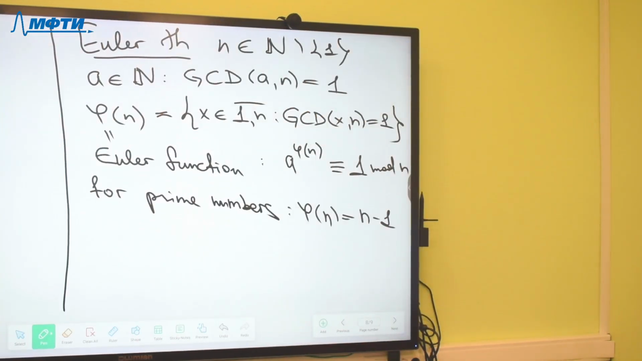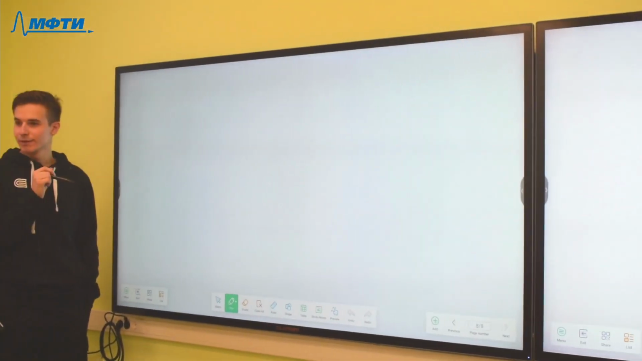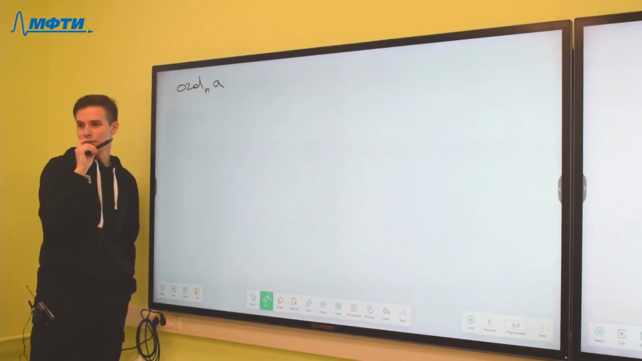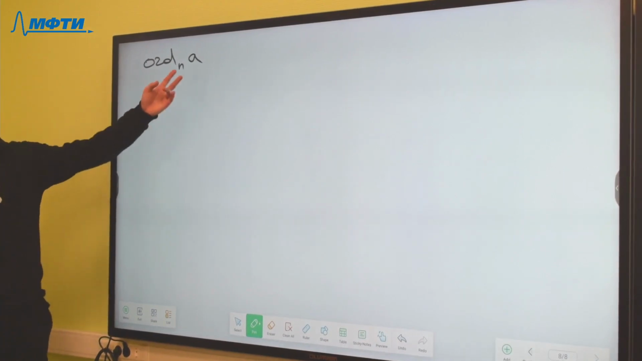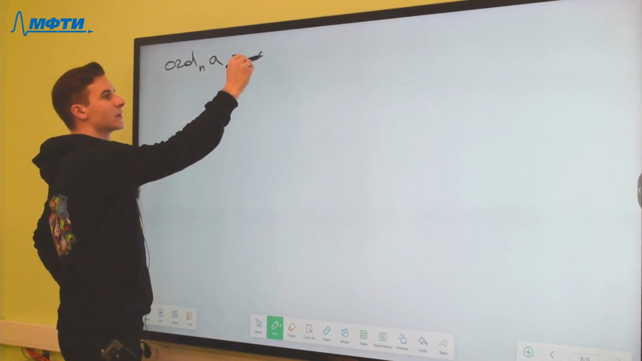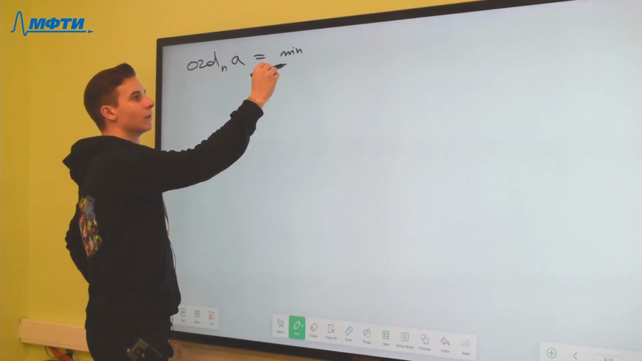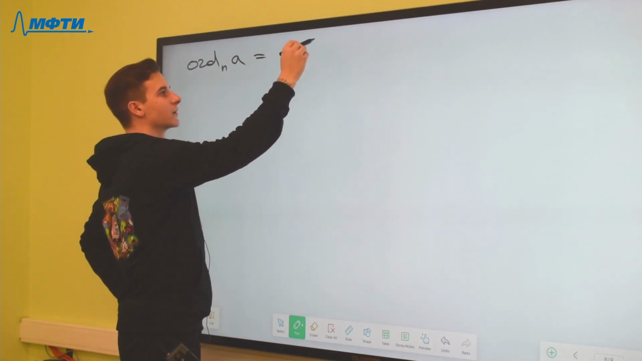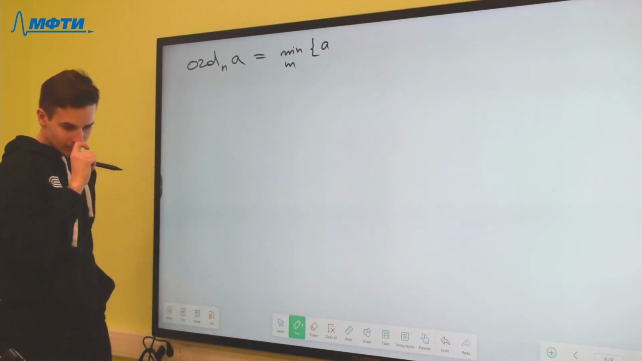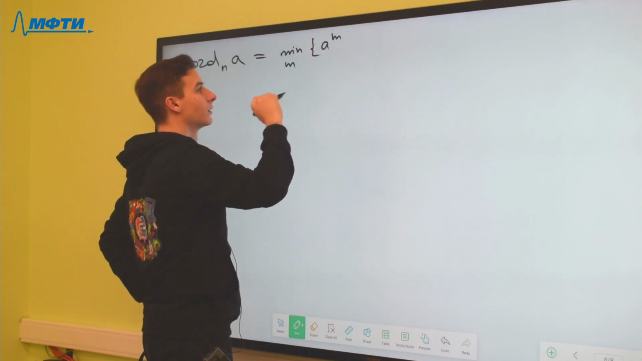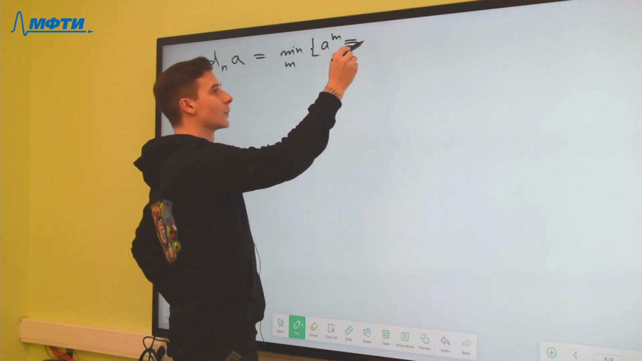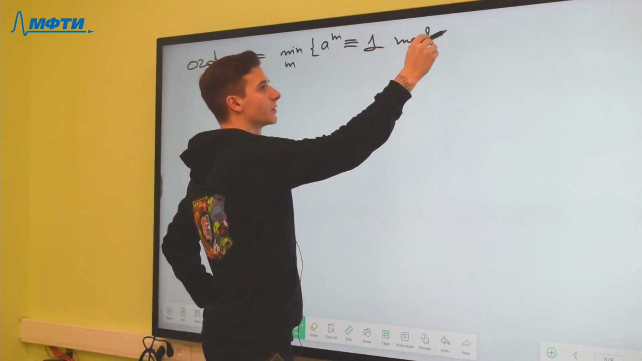Okay, and do you know what the order of an element modulo n is? The order of the element A modulo n is the minimal m such that A to the power m is equal to 1 modulo n.